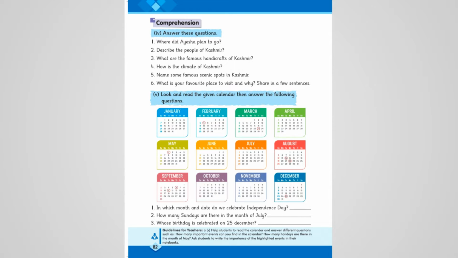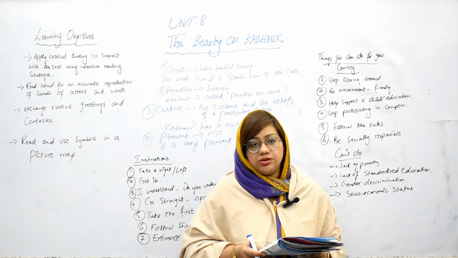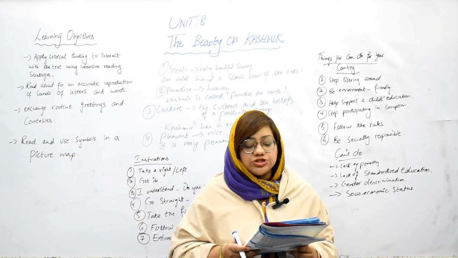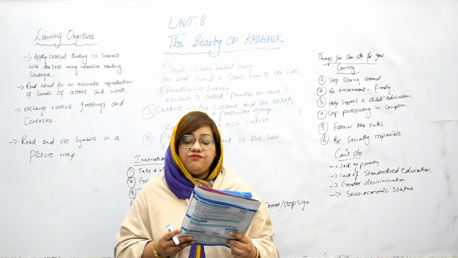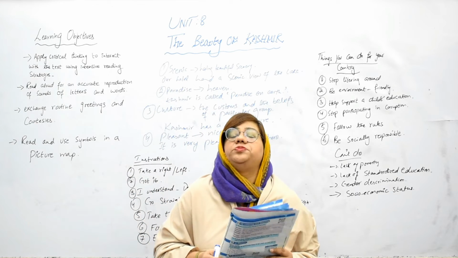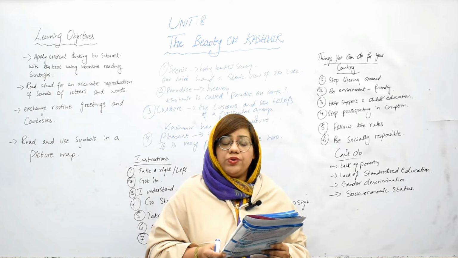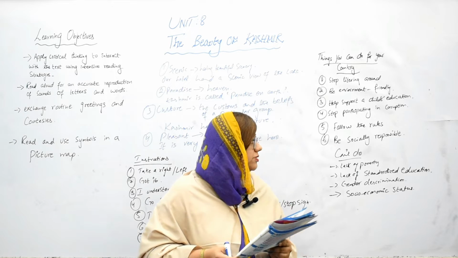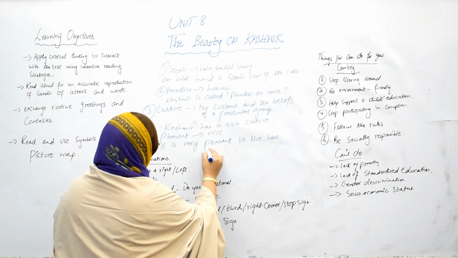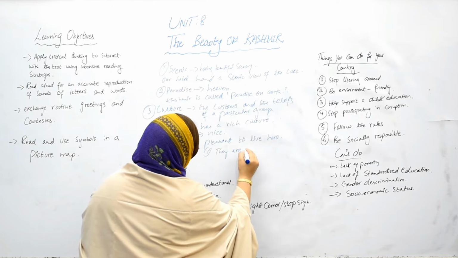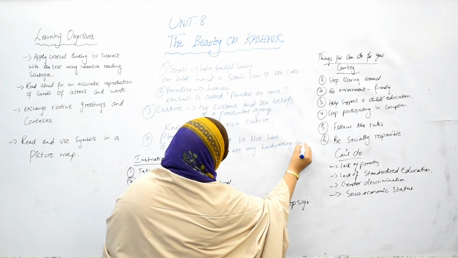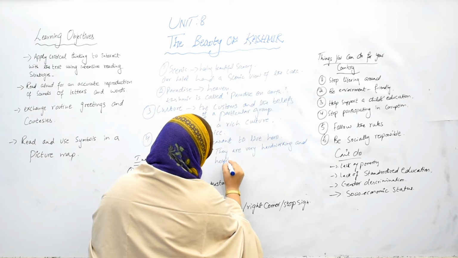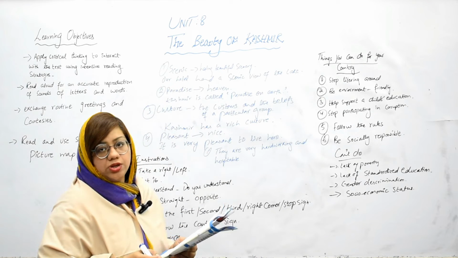We have already read this unit, so we know the answers, because Aisha planned to go to Kashmir. Describe the people of Kashmir. This is already written in the text: they are very hardworking and very hospitable. I can write it. They are very hardworking and hospitable. I hope you can see it.